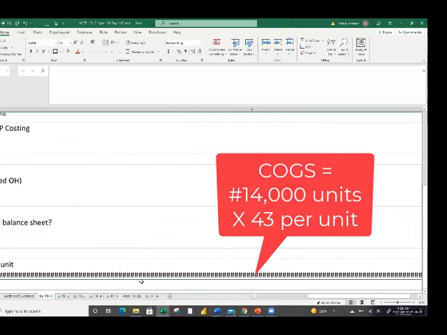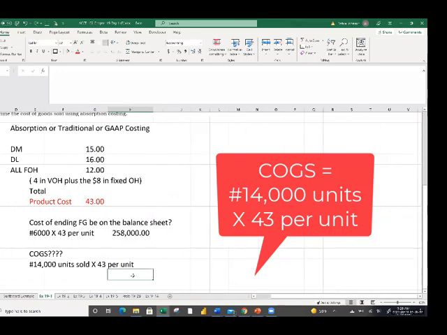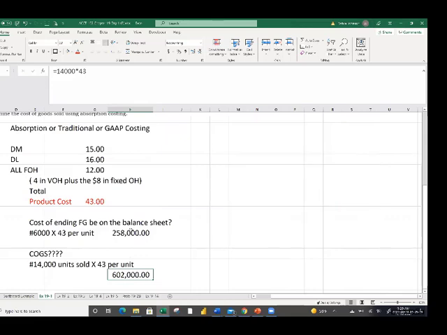Oops, I'm not sure what I did, but thank God for the undo button. 14,000 times 43, 602,000. So here's our answers in red to the question.